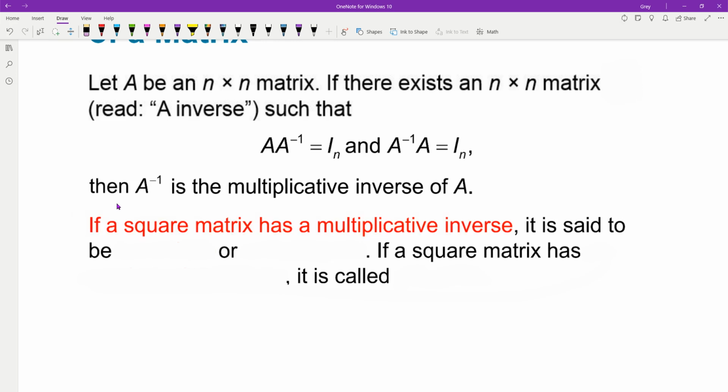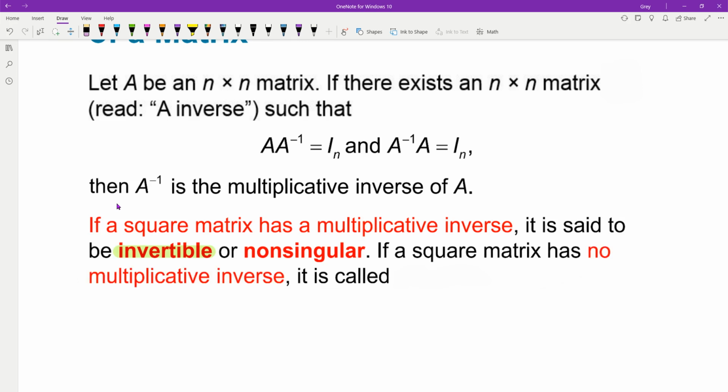If a square matrix has a multiplicative inverse, it is said to be invertible or non-singular. If it has no multiplicative inverse, it is called singular. Some of y'all really need to pay attention to this, because if you try to find the inverse of a matrix on your calculator, sometimes it's going to spit back at you the word singular, and you need to know what that means. It means it has no multiplicative inverse.